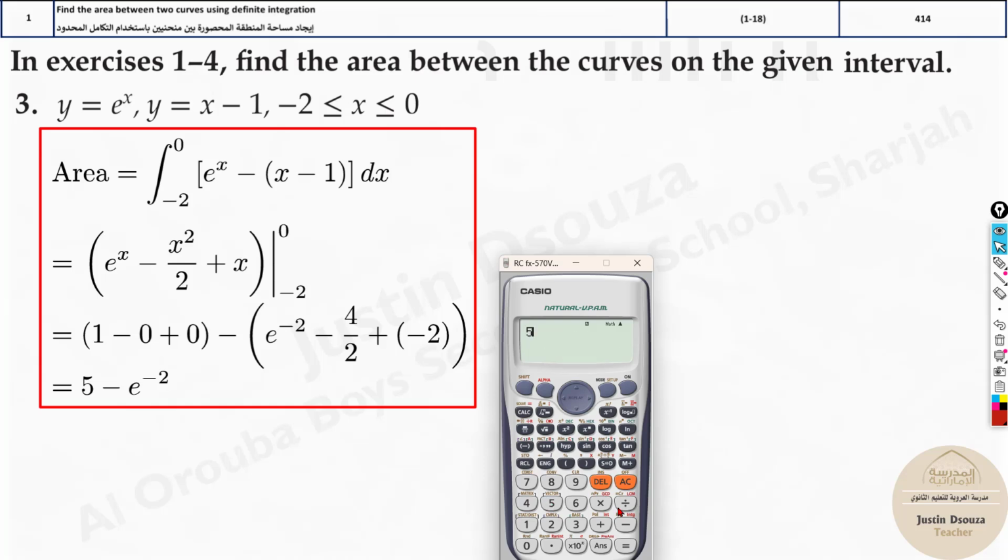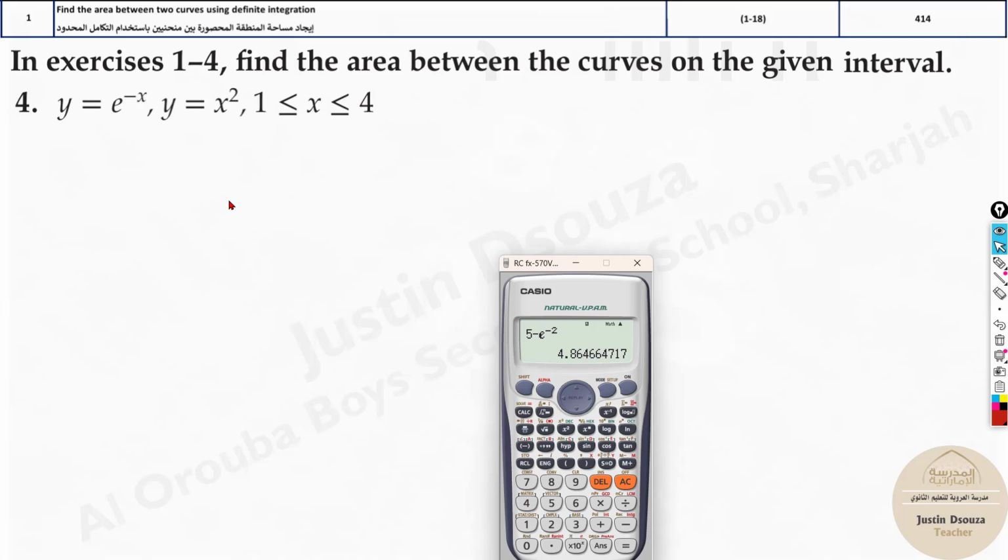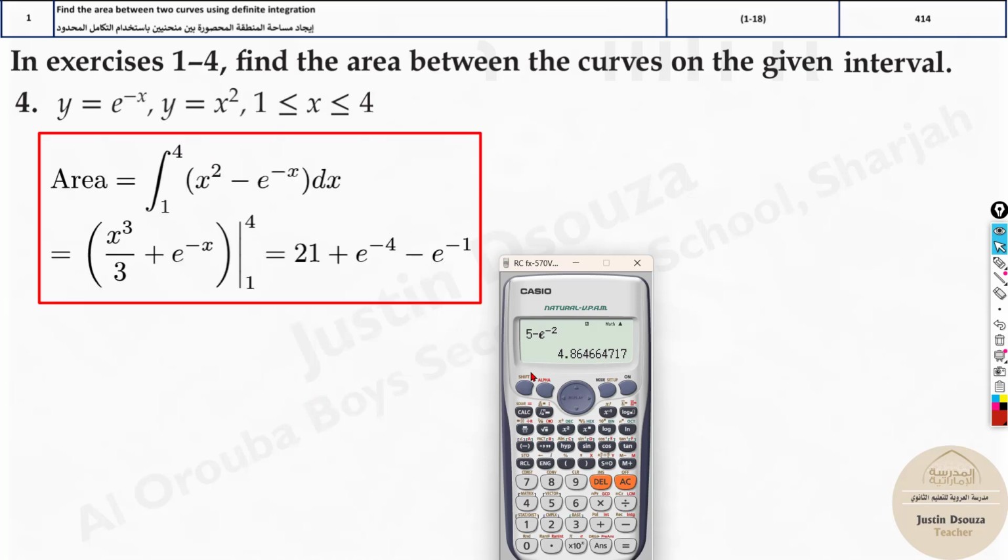Now let's solve that. It'll be 5 minus e to the power minus 2. And it will be the same thing. 4.86 is the correct answer. So this is how we can solve this. Try this by yourselves. If you get a negative answer, remember, that's fine, just take the value. And you need to solve all the options and match it up.